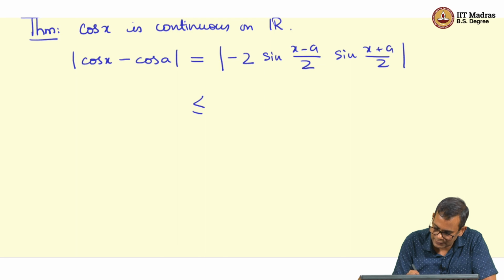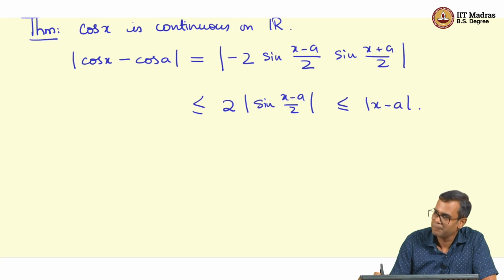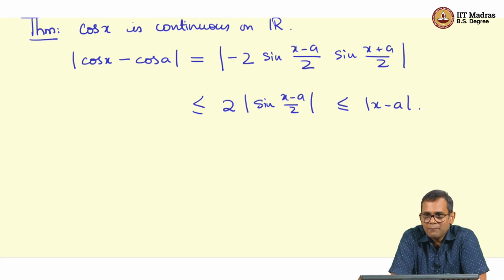And this is less than or equal to 2 times, well, the sine function takes values between plus 1 and minus 1. So, I can just write this as 2 times the absolute value of sine of (x minus A) by 2, which is less than or equal to the absolute value of x minus A. And so, once again, for every epsilon you can take delta equals epsilon and prove the continuity of the cosine function at any point A in R.